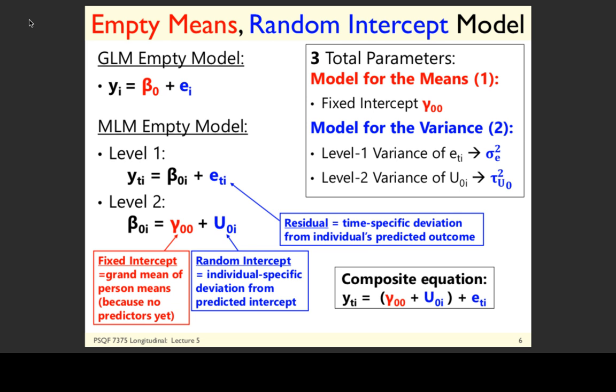So we come over here to level 2. How does each person get their own intercept, their own mean? Well, same principle. It starts off with the grand mean for everybody, which is gamma, this wide-looking thing here, plus u, which is a random intercept. How far off your mean is from the grand mean. So when you put it back together again, it looks like this. The composite equation, and this is the version that Jonathan uses in his code in Bayes.